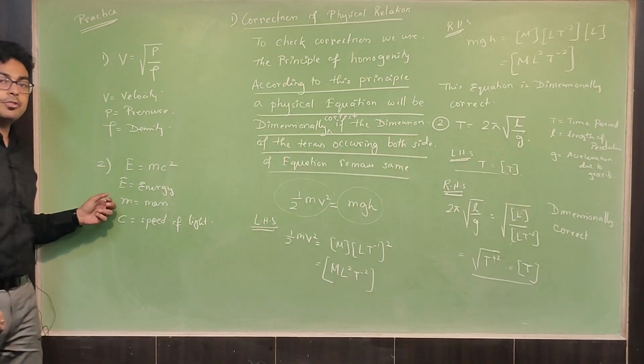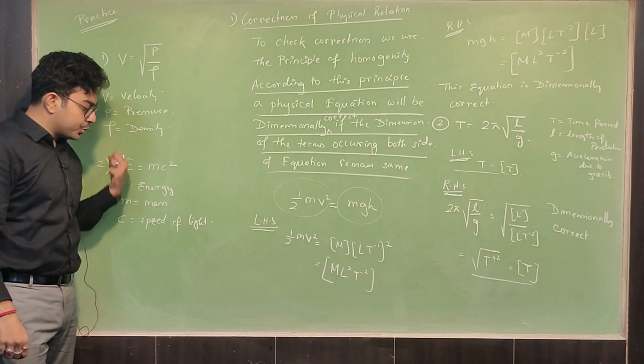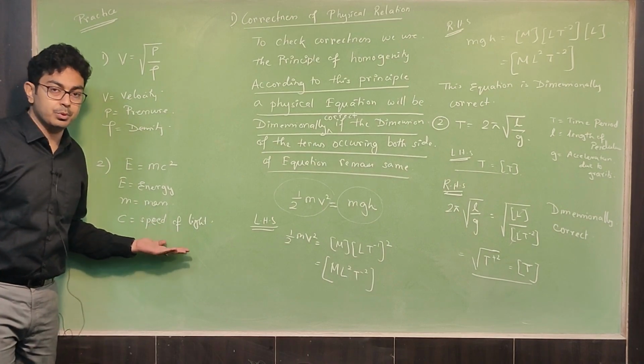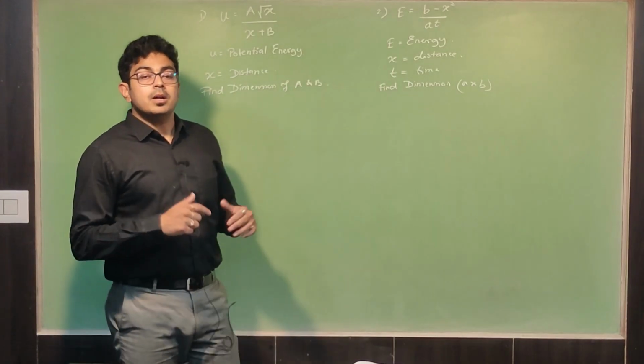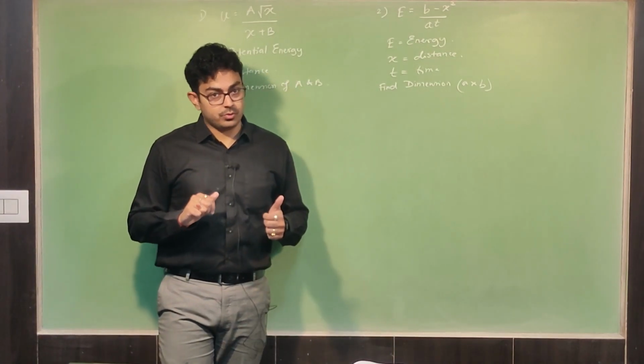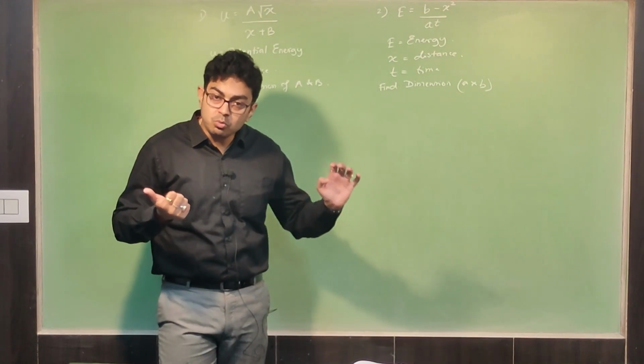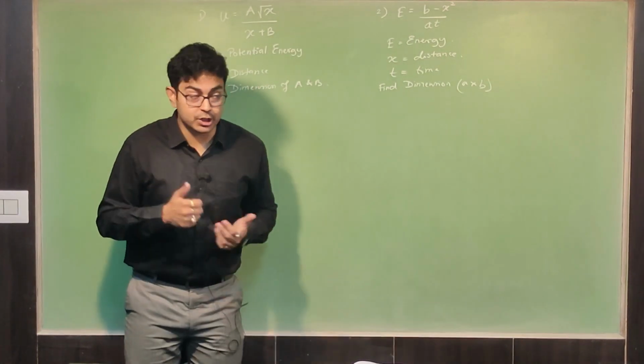Do this. If you are having any kind of doubt, do this first. If you are having any kind of doubt, please contact me. I'll help you out. Okay. Principle of homogeneity we have understood, right? So with the help of principle of homogeneity, we have found out whether a given relation is correct or not.